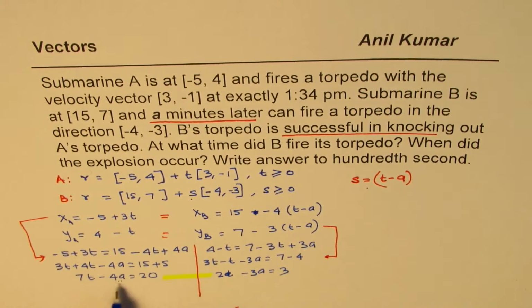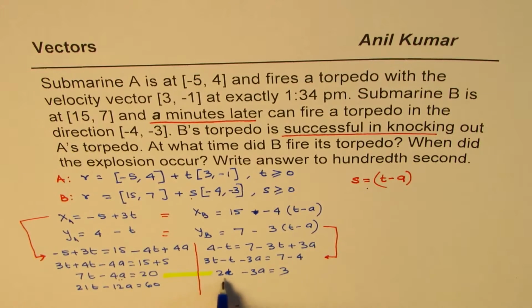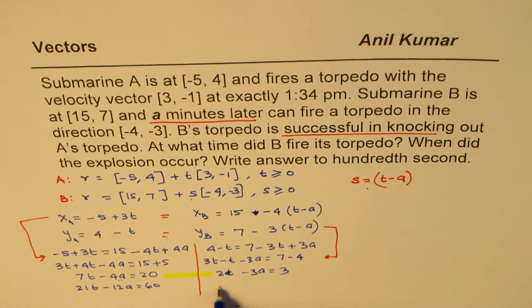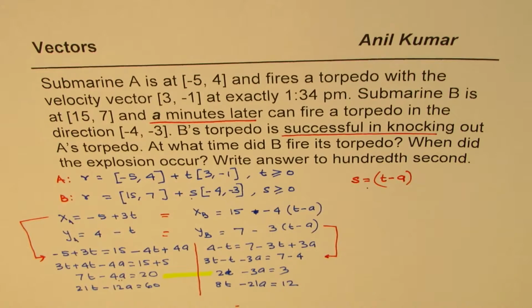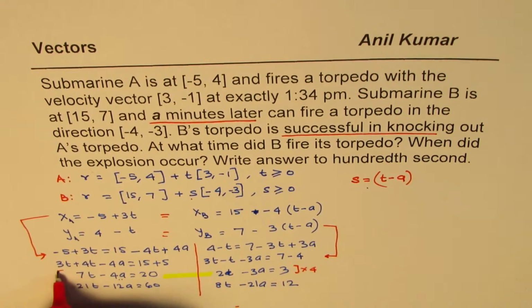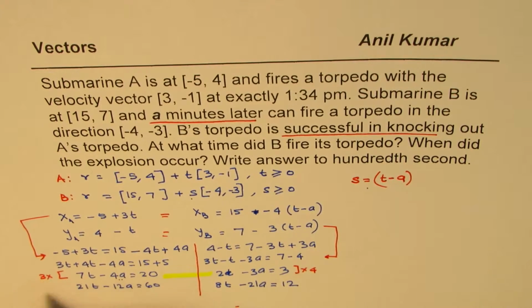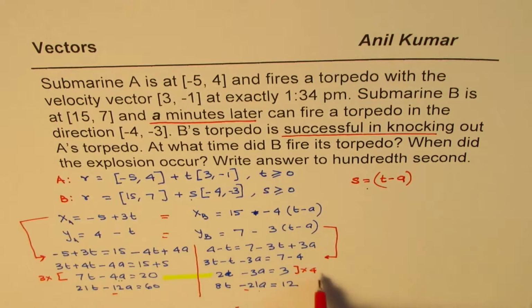Let's do that. So multiplying this one by 3 gives us 21t minus 12a equals to 60. Multiplying this one by 4 gives us 8t minus 21a equals to 12, right? So what I did was I multiplied this equation by 4 and I multiplied this one by 3. So the idea is we get these two same, and when we subtract one from the other, we could solve. So let's subtract these two equations.